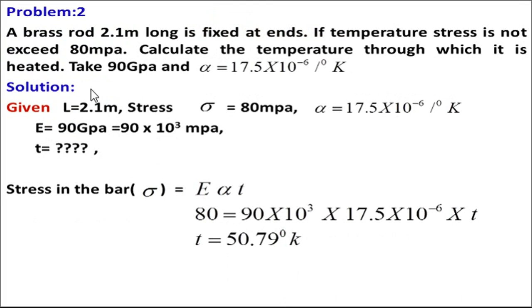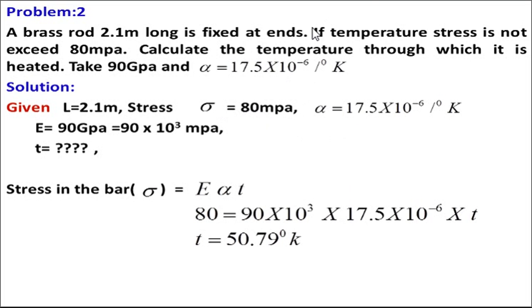Now see the second example. A brass rod 2.1 meter long is fixed at the ends. If the temperature stress does not exceed 80 MPa, calculate the temperature through which it is heated. Take E is 90 GPa and alpha is 17.5 into 10 to power minus 6. So what is given here? First of all, write down length 2.1 meter. 2.1 means what? It is 2100 mm. Okay. 80 MPa, MPa means what? Newton per mm square. Okay. It is not alpha, it is stress.